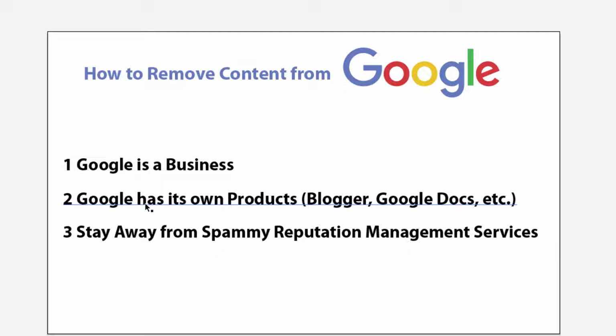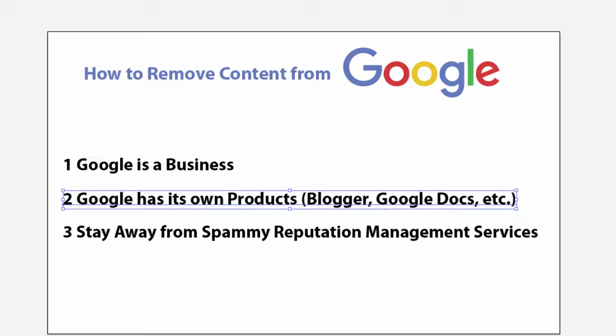Second, Google has its own products, such as Blogger, Google Docs, Google Maps. These products are owned by Google. Meaning, let's imagine your name that you want to remove from Google comes from Google Docs, or it's on a blog built on Blogger. Then that is a product owned by Google. Make sense? Who's the webmaster? Who's the web controller for that Blogger website? Surely there's a website owner, but the buck stops with Google because Google owns that product.